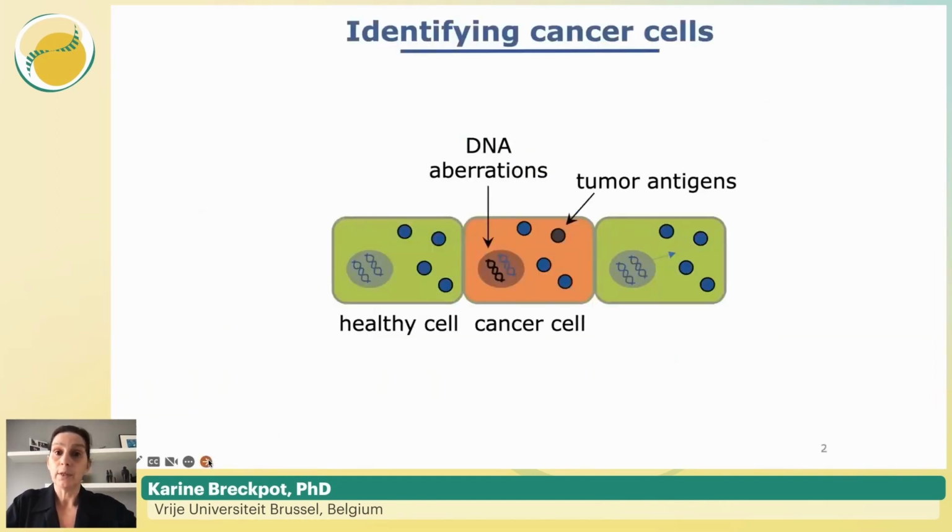So what we do is we try to generate therapeutic cancer vaccines. And these therapeutic cancer vaccines are based on the knowledge that a cancer cell, which is depicted here in orange, is different from a healthy cell, which is depicted here in green, based on the fact that this cancer cell shows aberrations in its DNA, which ultimately lead to the expression of proteins, which we call tumor antigens, that are not shared by the healthy cells.